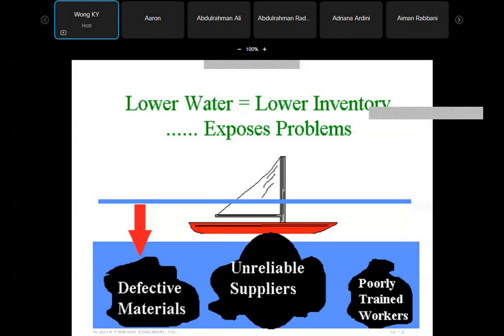Now, you see in this photo, there is a boat or a ship, right? Sailing on the sea. So this is the sea level. And then below the sea, there are rocks, right? There are plenty of rocks.